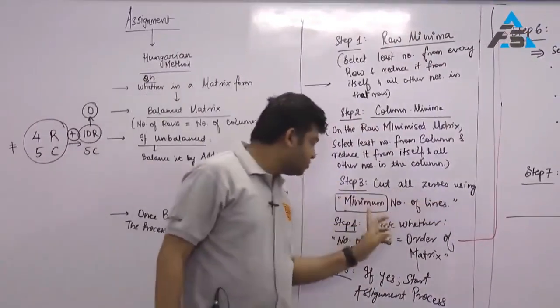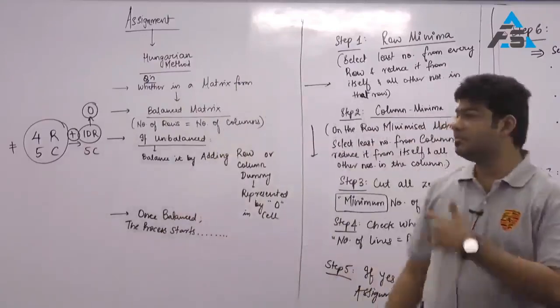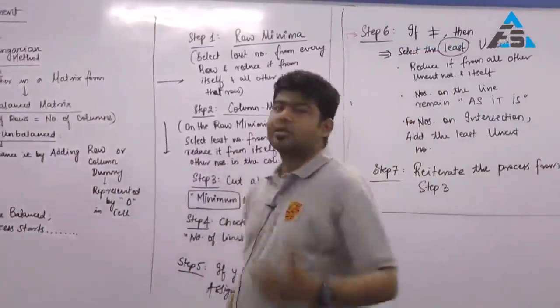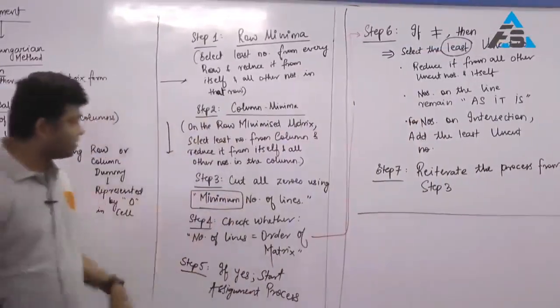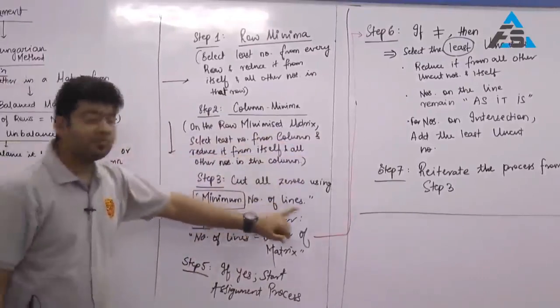Cut all zeros using minimum number of lines. Now different professors teach it in different ways, with different methodologies. If you are following this method, please use it to the best of your ability. So, cut all zeros using minimum number of lines.